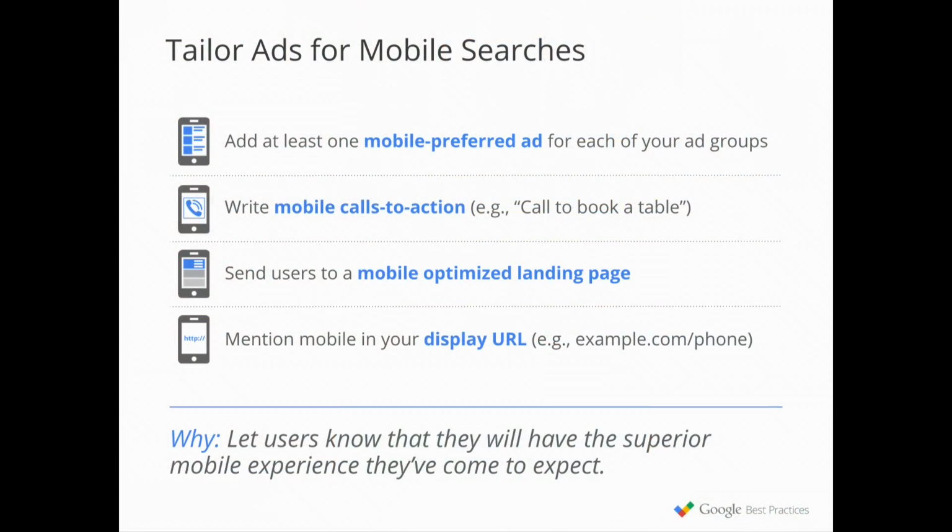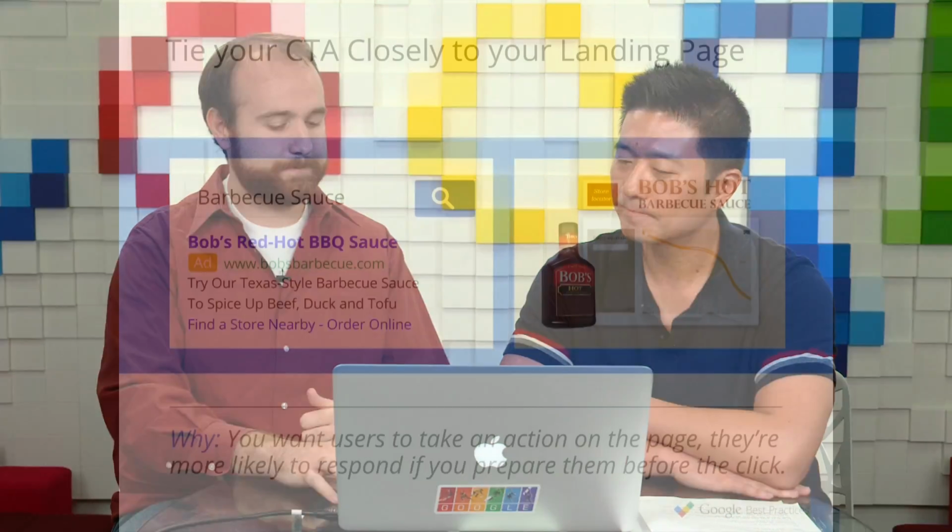And then Ben was just talking about this, but I think it's often overlooked. You have 4 different things to highlight in an ad. Display URL is one of those 4 things, sometimes just overlooked way too much. And so just saying, oh, I have a phone site, I have a mobile site, something like that's just a really small indicator, but sometimes that's just enough to get the click, which is exactly what you're looking for. So just let users know that they're going to have that superior experience that they just expect nowadays.